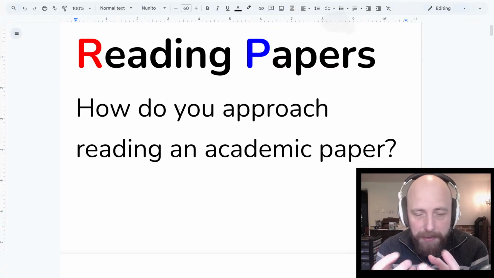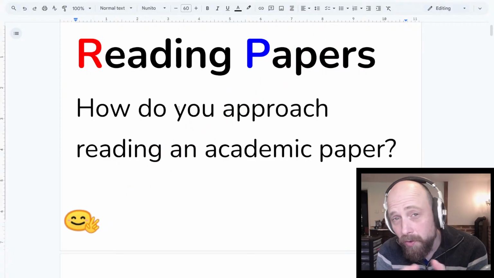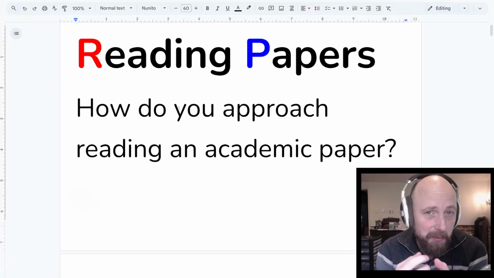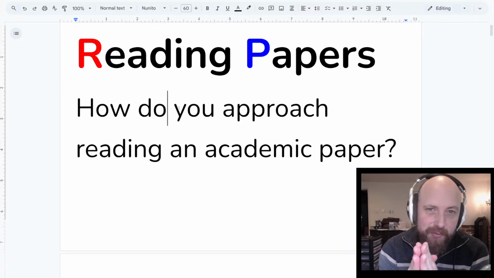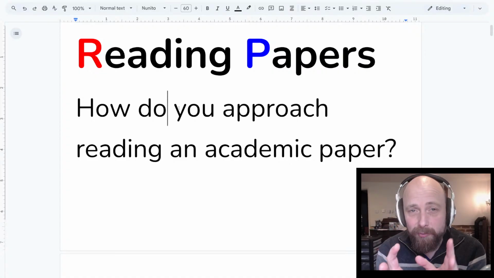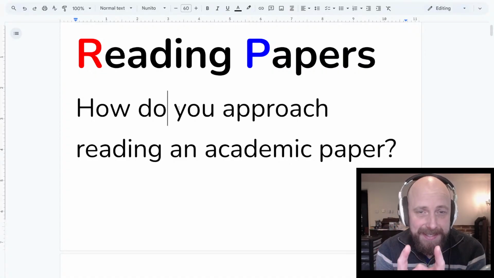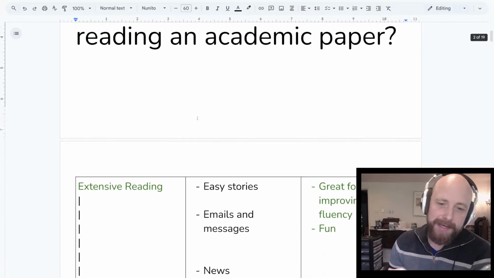Now, for the paper that we're going to look at today, I'm going to talk to you a bit about what it's about. So that sort of skips the skim reading step. And then we're going to move directly into intensive reading. So what is intensive reading?